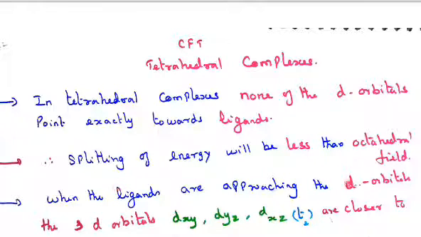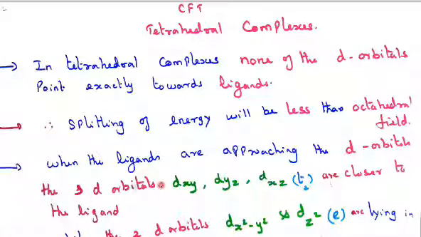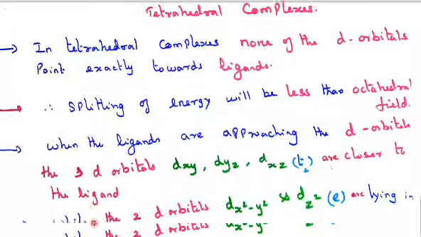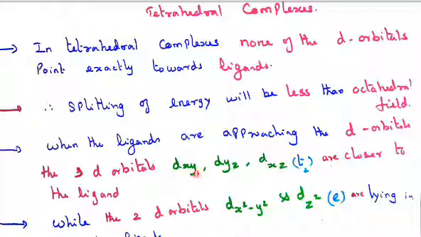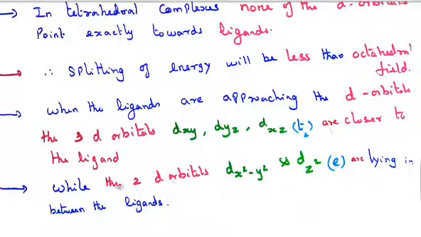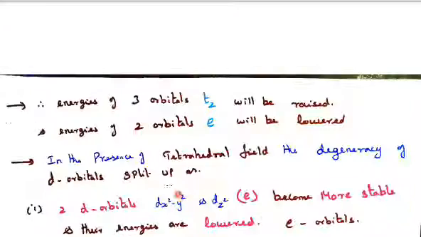When the ligands approach the 3d orbitals, that is dxy, dyz, dxz, the T2 orbitals are very close to the ligand. When they are closer, they go to higher energy. The two d orbitals, dx square minus y square and dz square, lie in between the ligands. So the energy of the three orbitals T2g should not come for tetrahedral. T2 will be raised and the two E orbitals will be lowered.